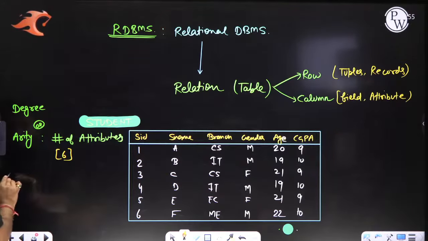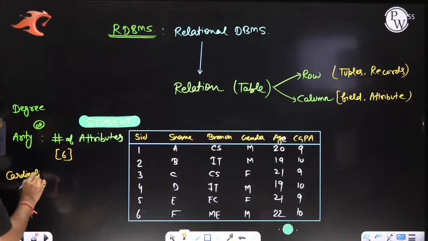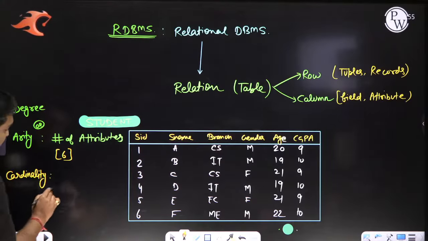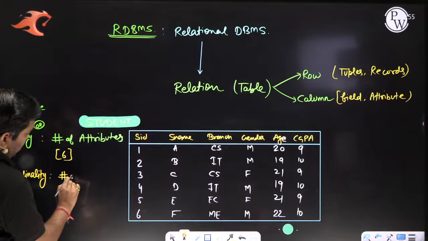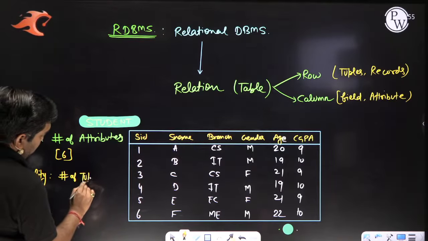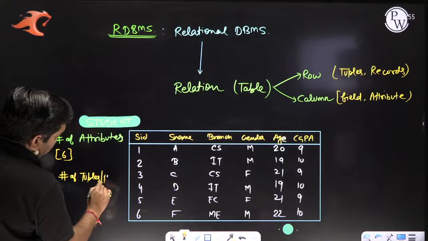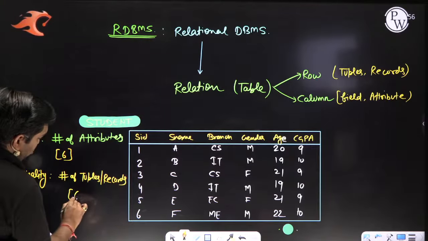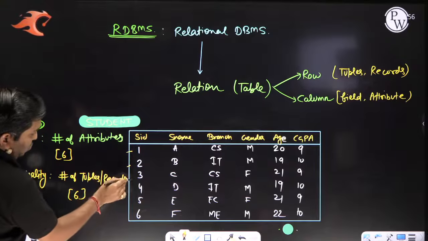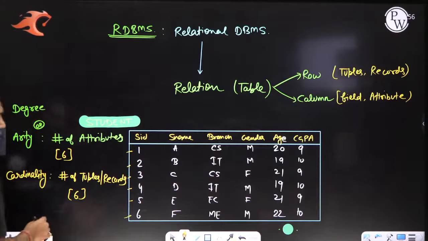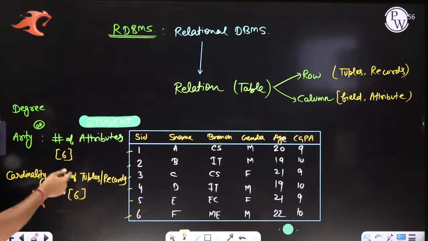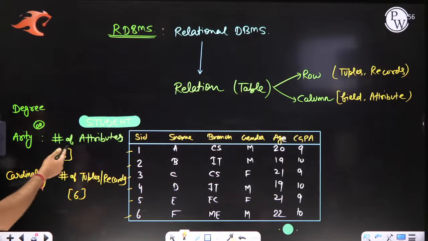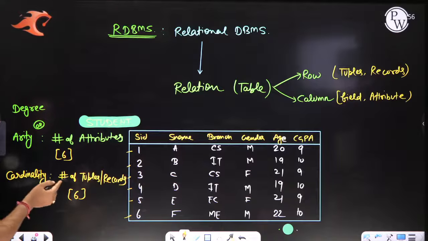Second point is cardinality. Cardinality means number of tuples. Here cardinality is also 1, 2, 5, 6. These are the two points. Cardinality is the number of tuples, and arity means the number of attributes.